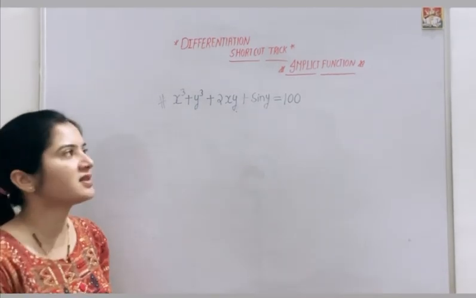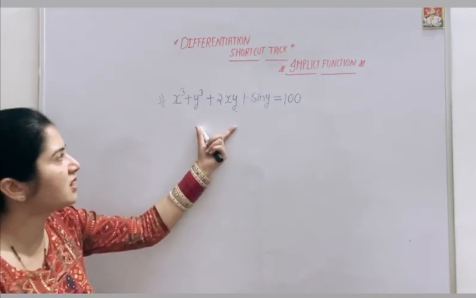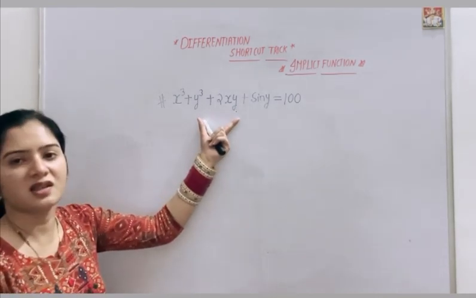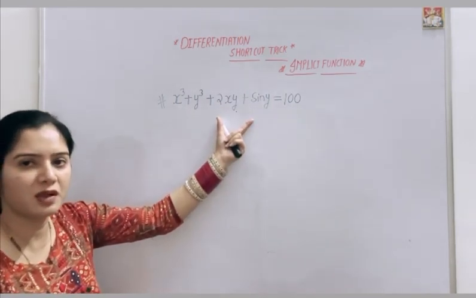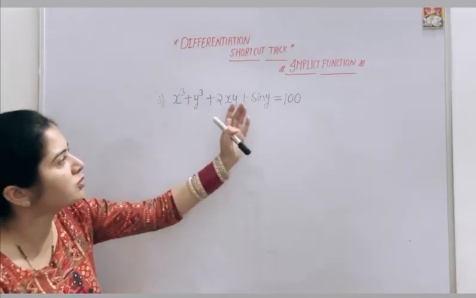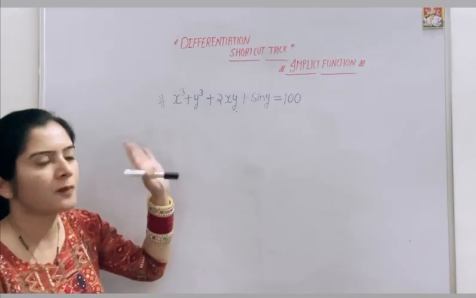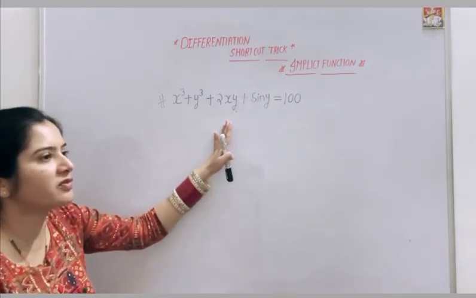First, you must know what an implicit function is. Here you can see an example. In this example, you can't separate x and y, which means they are inseparable. You can't express x in terms of y and y in terms of x. So this is an example of an implicit function.